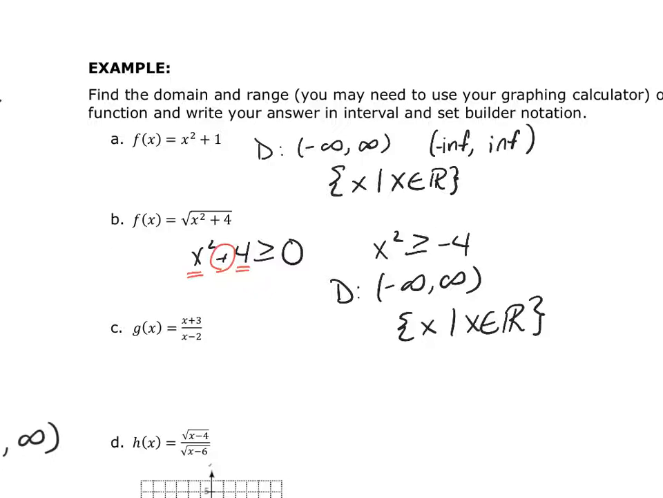So from -infinity to infinity, I get no restrictions. I don't have to worry about it. I can put anything I want in there for x, and a real number will come out. Now remember, I'm looking to make sure that this thing is a real number and that it's not undefined. So for A, answering those two questions both no means that we have no restrictions.